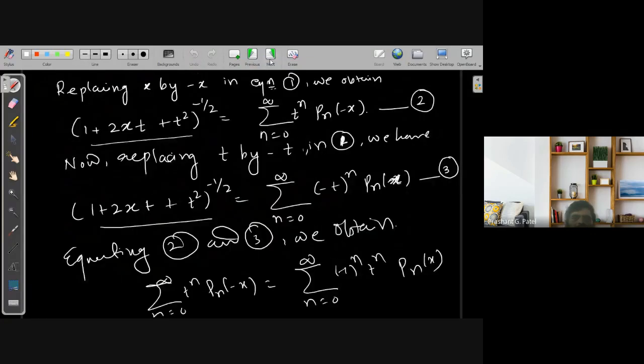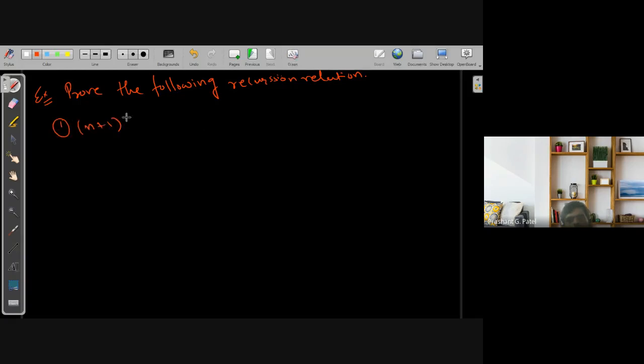Now lastly, we have a further property of these Legendre polynomials. Let us discuss that. Prove the following recurrence relation. First one: n plus 1 into Pn plus 1 of x is equal to 2n plus 1 times x into Pn of x minus n into Pn minus 1 of x.